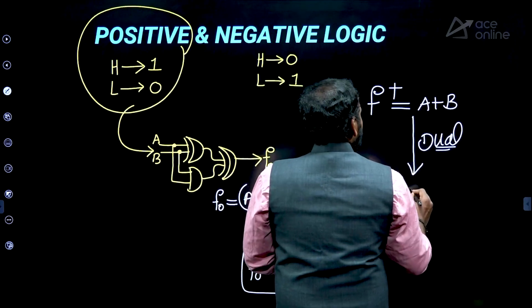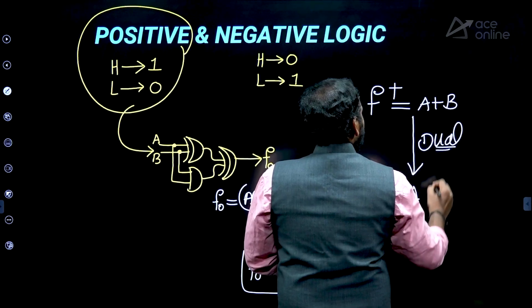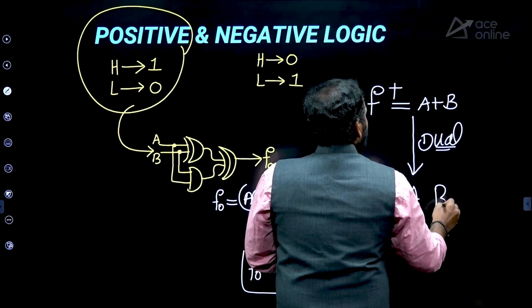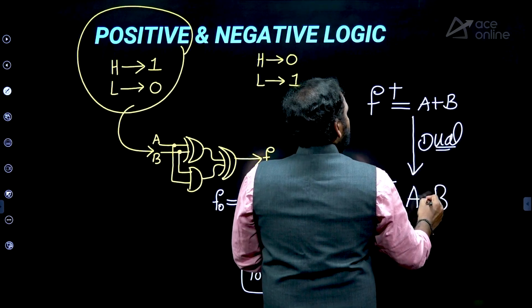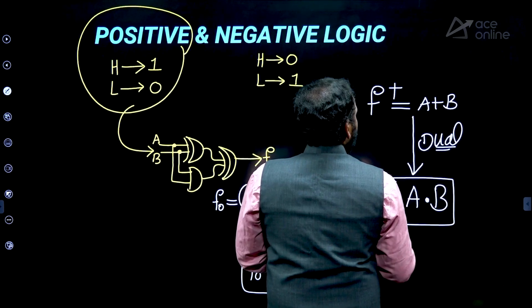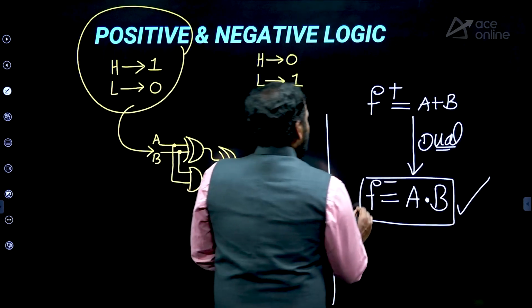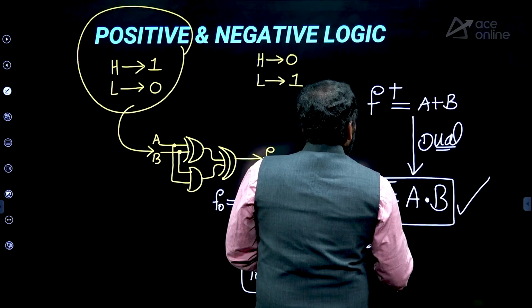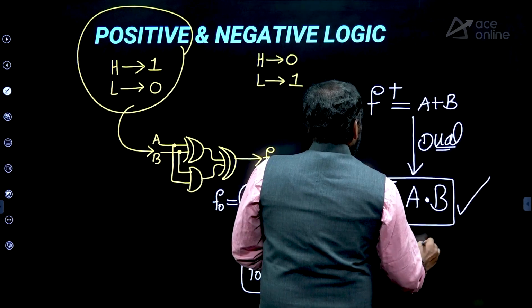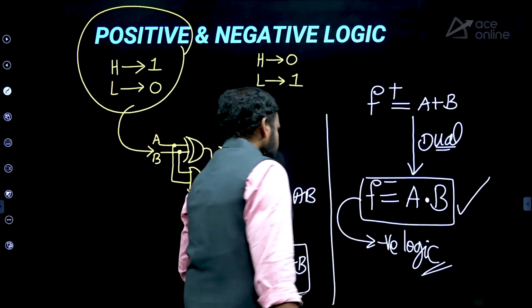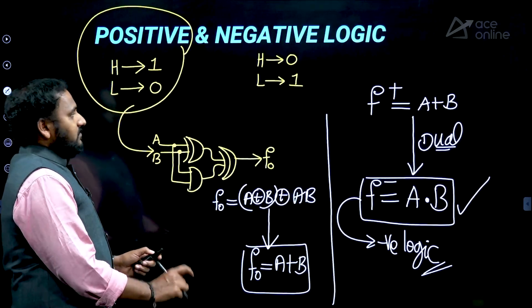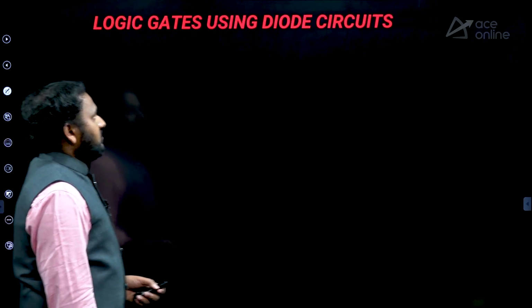So A you should write as A only, B also as B, but the plus operator should be interchanged to the dot operator. So this is the output of this circuit under which logic? Negative logic. Very simple. This is some basic information about positive and negative logic.